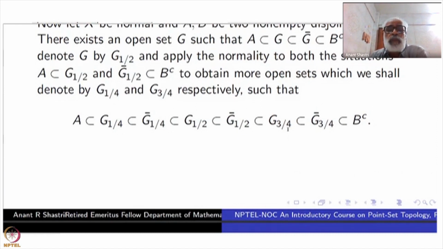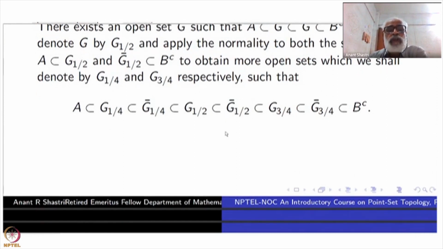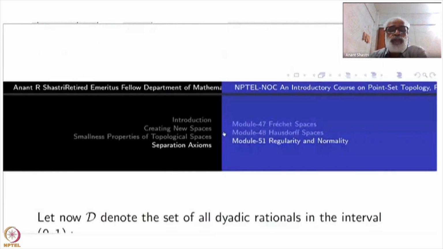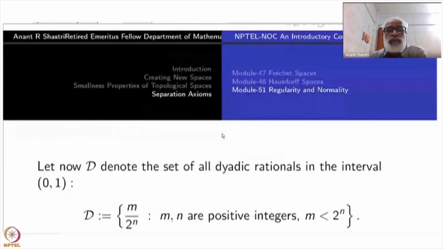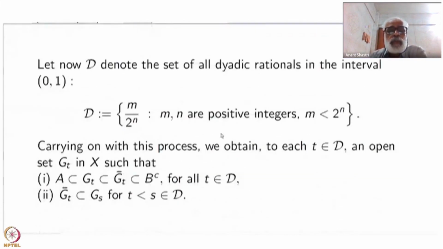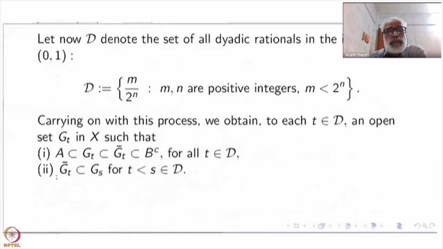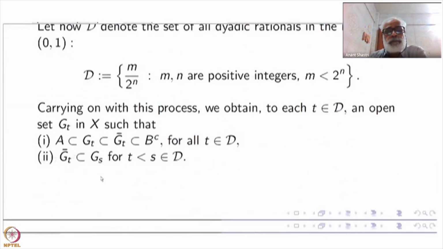Okay. So next I will be choosing 5 by 8 or 7 by 8 and so on. So you have to compare the numbers first. That can be compared. The corresponding sets also must be compared in a stronger way. Namely, the closure of the smaller indexed one must be contained inside the other open set. So G_t bar is contained inside G_s.